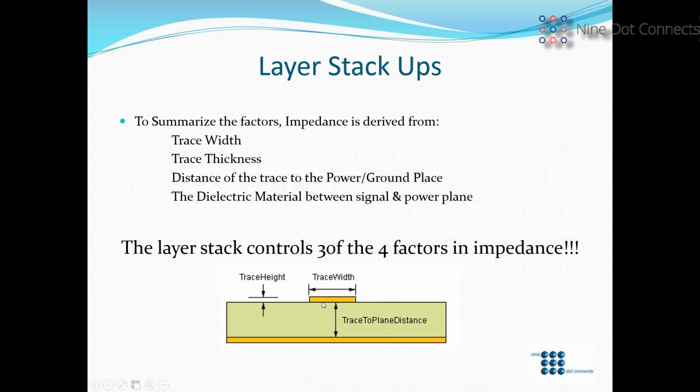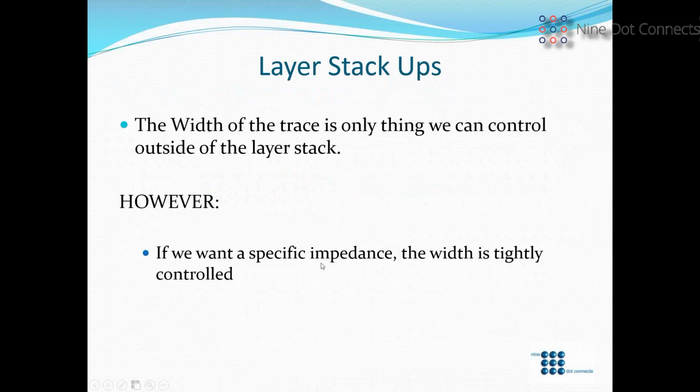The only thing that we seem to have a little bit of slack on is the trace width, but even then, if we want a specific impedance, the width is tightly controlled. So all 4 factors, in order to have good high-speed design, are very tightly controlled. So again, it goes back to what I said earlier on. High-speed design is not this kind of knack thing that we try to do with analog design. It's very rugged in its requirements. Okay? So that's what we've got there.